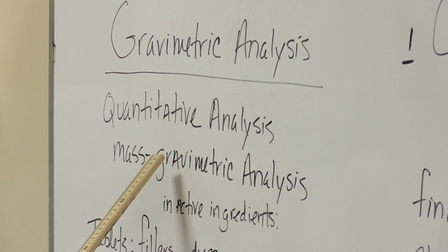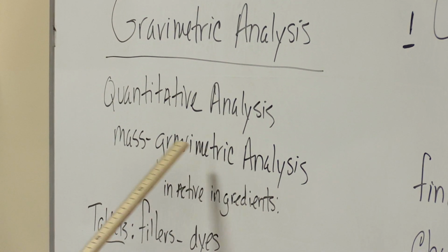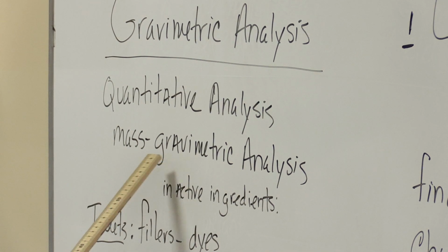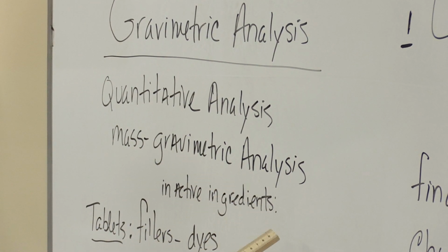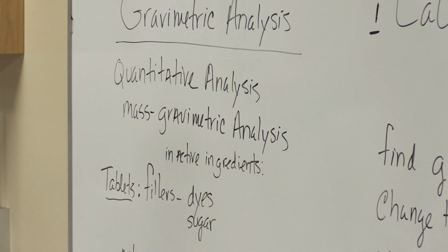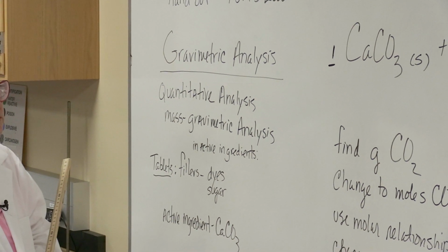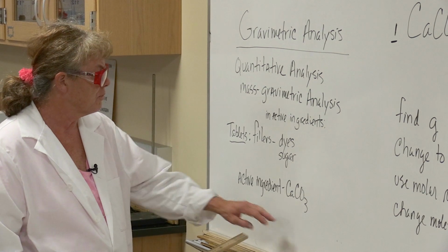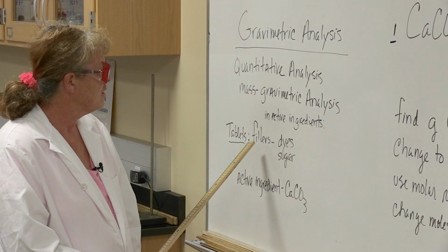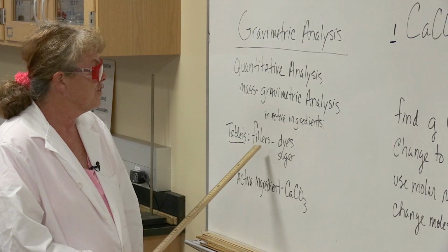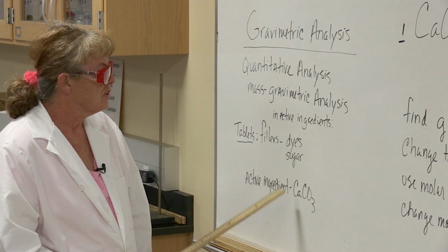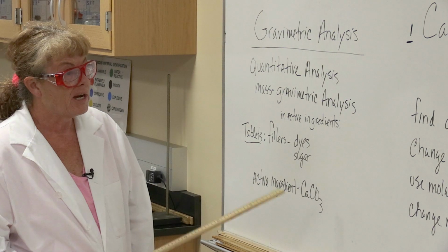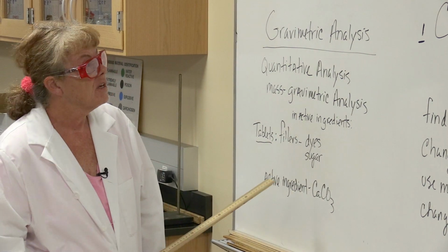It's a type of quantitative analysis because we're quantifying mass. So when you do that, it's called gravimetric analysis. So in Tums tablets or generic tablets, we have the active ingredient calcium carbonate, and also in those tablets you have fillers, dyes and sugars. So all that is in each tablet in different amounts from different companies.